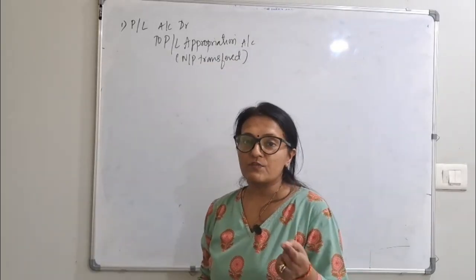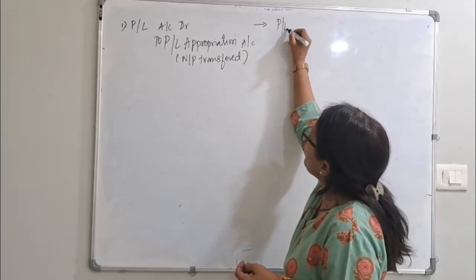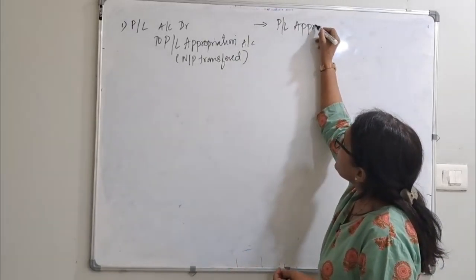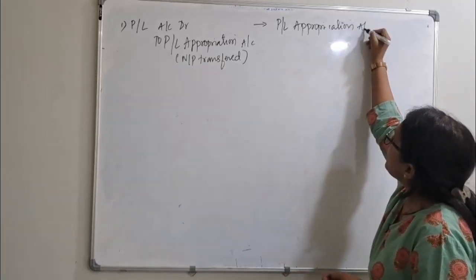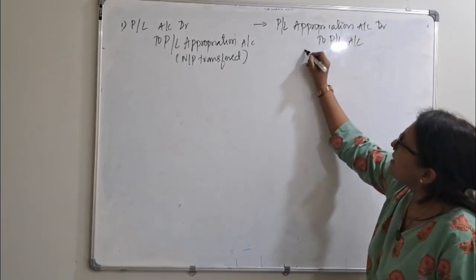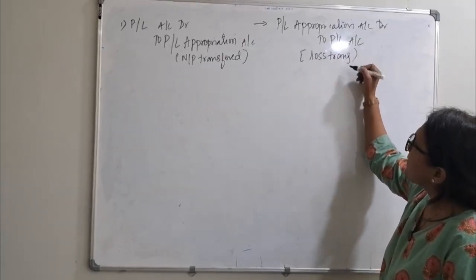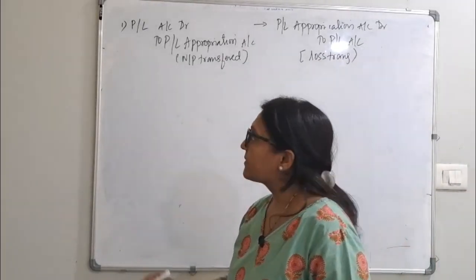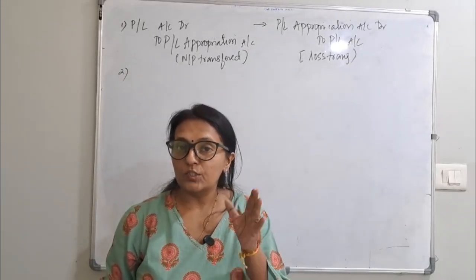But if loss is transferred, it will be the opposite. If there is a loss, then it will be profit and loss appropriation account debit to profit and loss account. This will be loss transferred. Okay. Second is when we are providing interest on capital to partners.